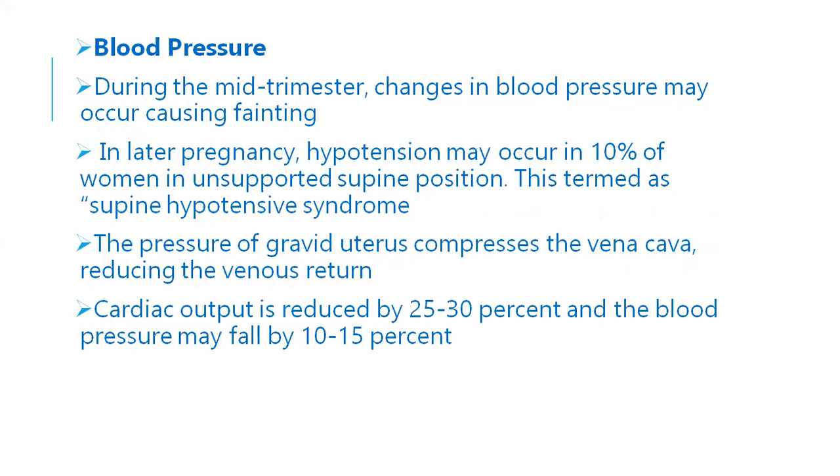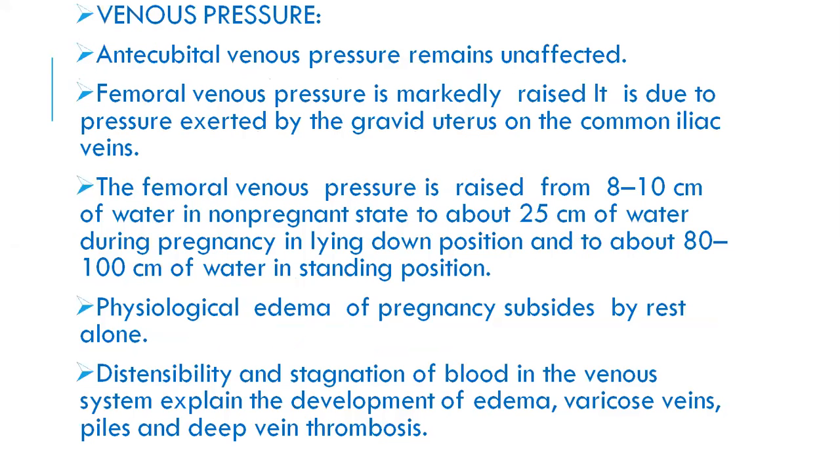So what happens during the mid-trimester? Changes in blood pressure may occur, causing fainting-like episodes. In later pregnancy, hypotension may occur in 10% of women in the unsupported supine position. This is termed supine hypotensive syndrome. This occurs because the pressure of the gravid uterus compresses the vena cava, reducing the venous return. The cardiac output is reduced by 25 to 30% and the blood pressure falls by 10 to 15%.